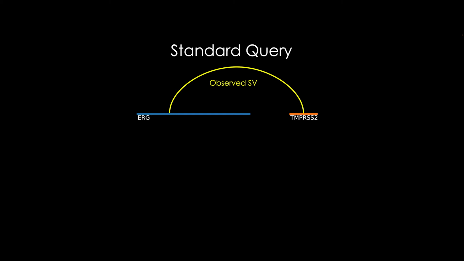The ERG TMPRSS2 fusion is one of the most common variants we observe in prostate cancer samples. So given the standard query for STIX, if we observe a patient with this variant and we run the query, we convert that to query regions and find that 6 samples have a matching query, which is a little bit surprising given how prevalent this fusion is.